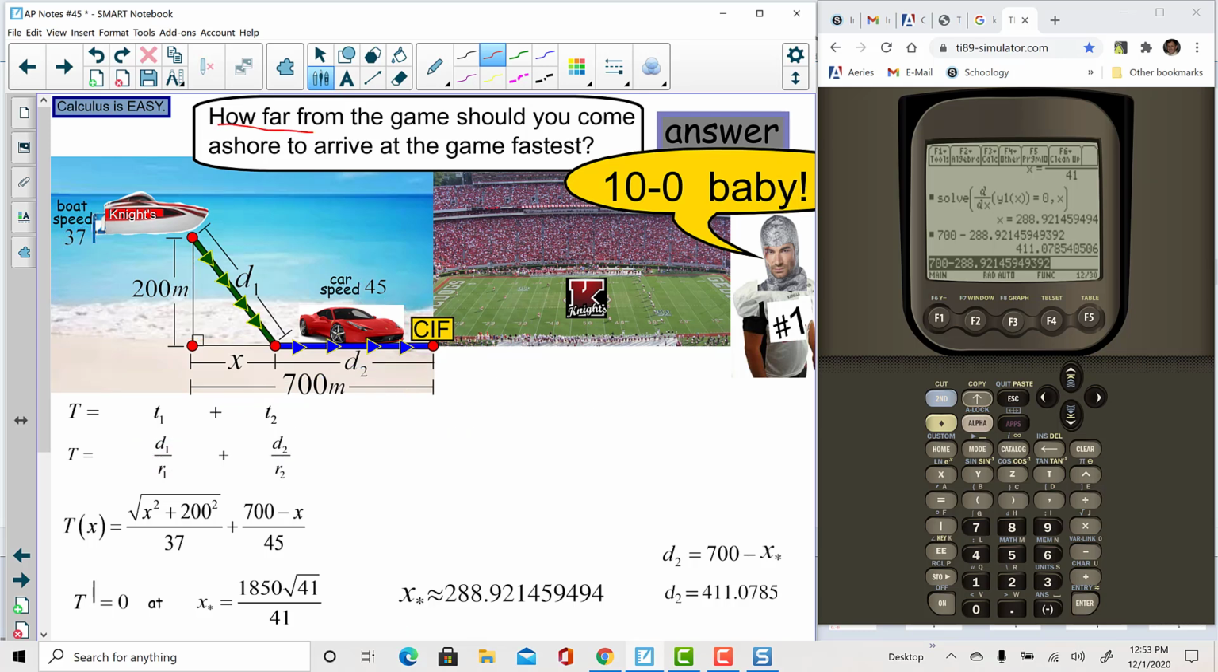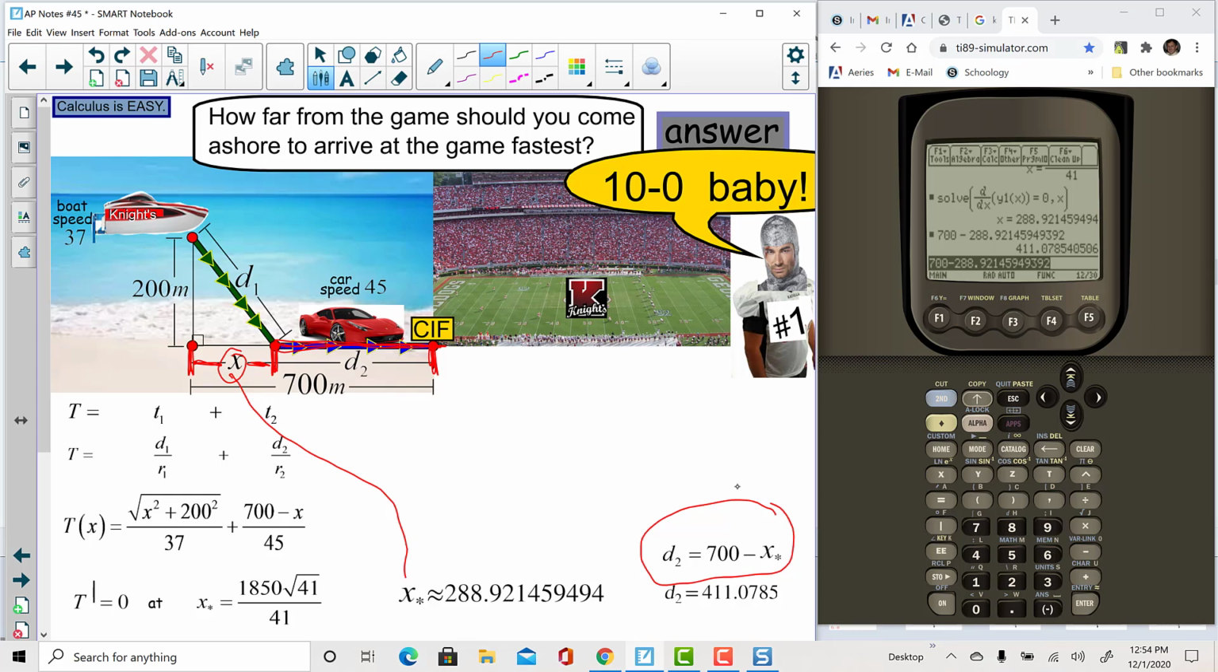Well, they want to know how far from the game should you come ashore. So what they're asking for is this distance right here. So they're asking for d2. The value that we just figured out was x. So we figured out this distance over here. But we need to figure out d2. So d2 is going to be the entire distance, 700, minus our x value.